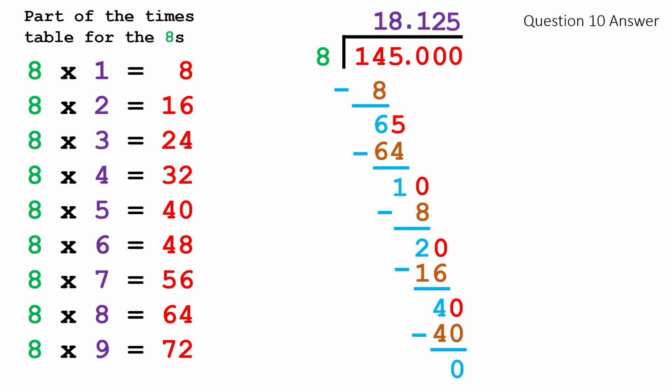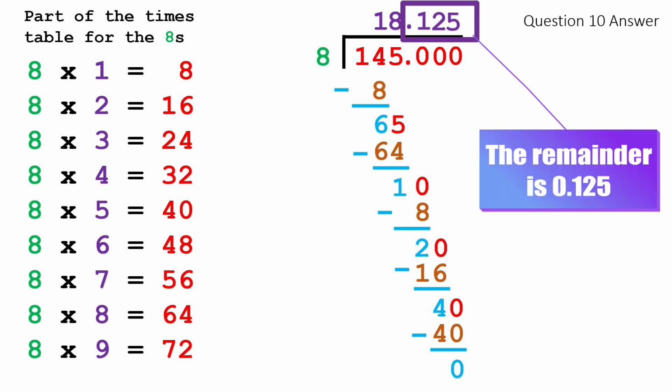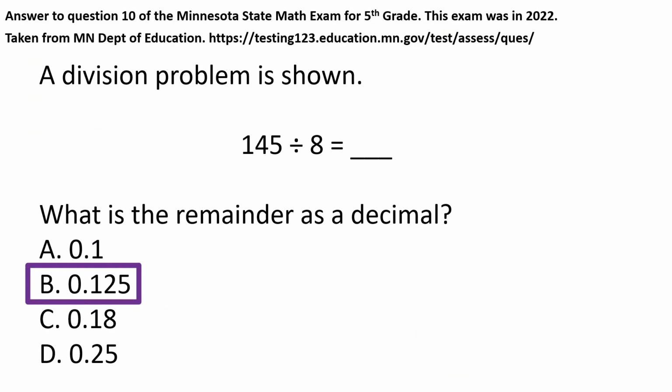The remainder expressed as a decimal are the digits to the right of the decimal point. That means it's 0.125. We can write a number 0 to the left of the decimal place whenever it's blank. So the remainder by itself, which is what the question is asking for, is 0.125. Choice B is correct. This problem shows us how important it is for us to know the multiplication tables.